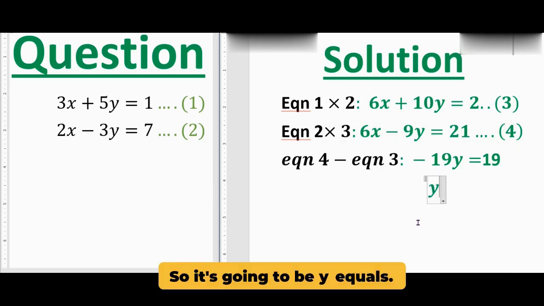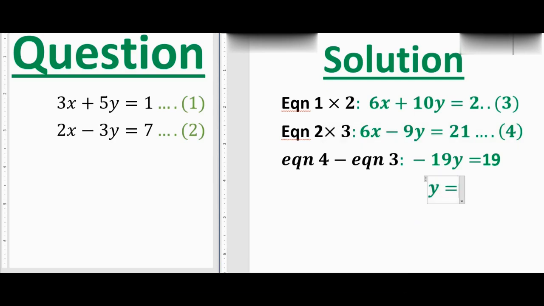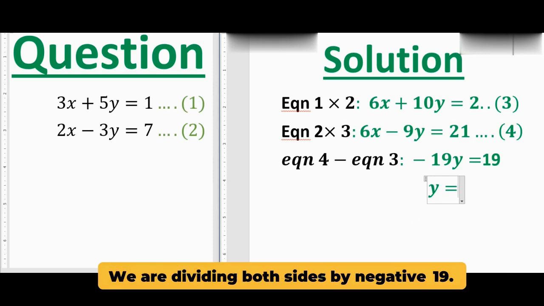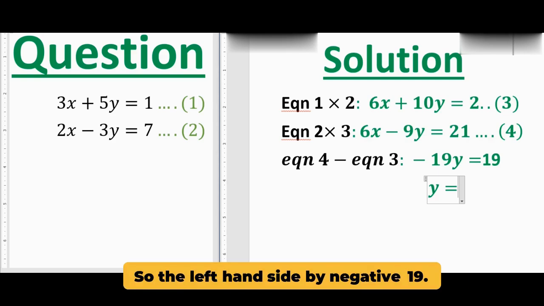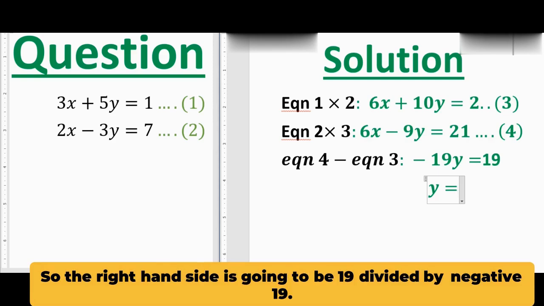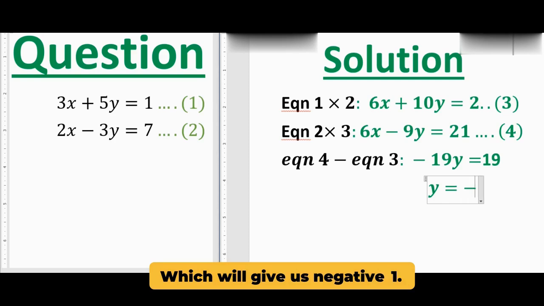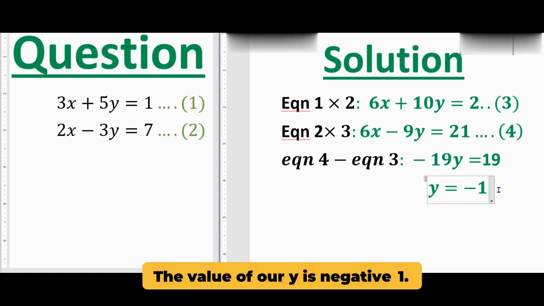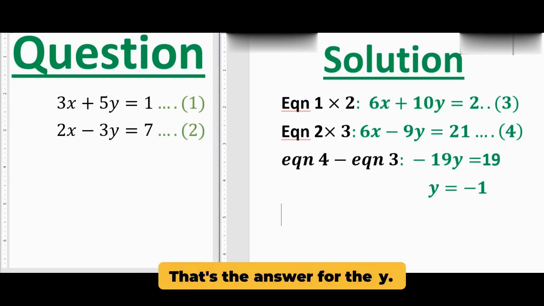So it's going to be y equals, then the 19 also divided by negative 19. We are dividing both sides by negative 19. The right hand side is going to be 19 divided by negative 19, which will give us negative 1. So the value of our y is negative 1. That's the answer for the y.